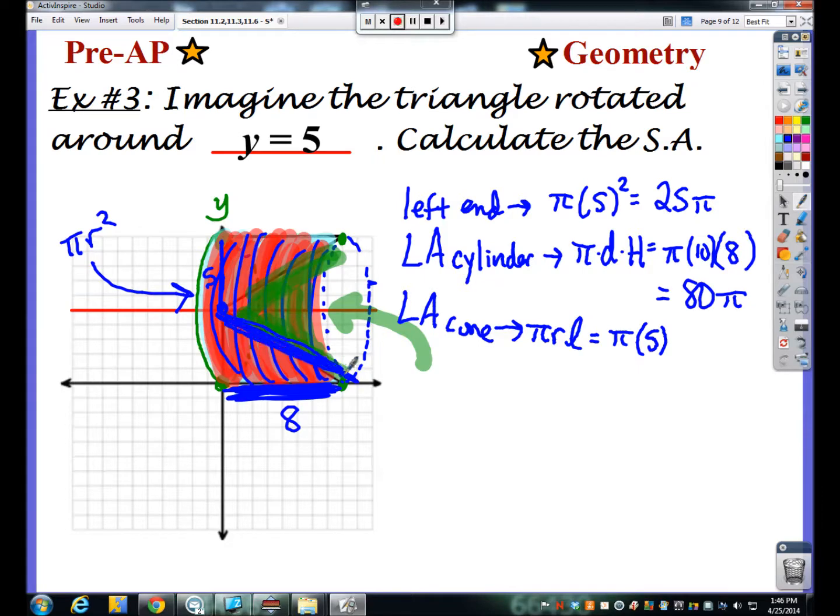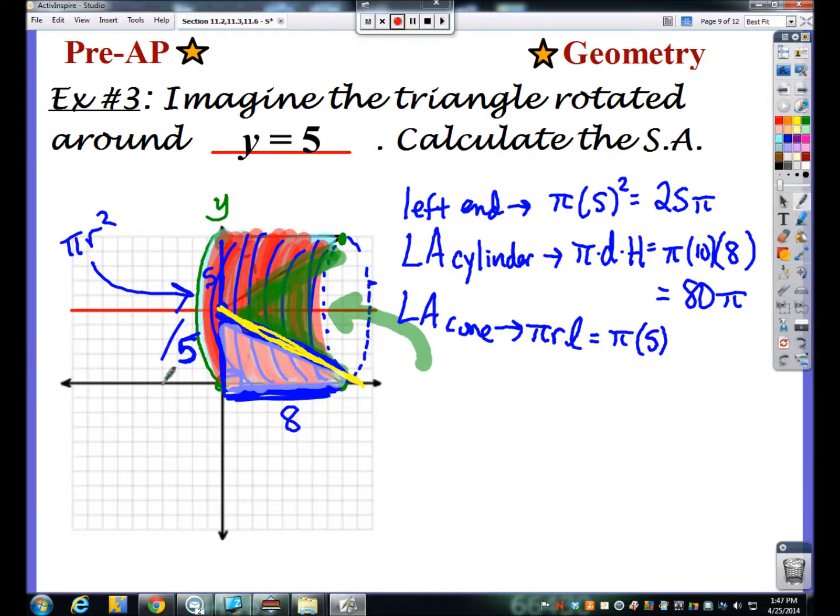The slant height would be that piece right there, from here to here. Well, how on earth are we going to figure that out? This problem just keeps getting more and more ridiculous. Well, if the radius is 5 and the height is 8, do you see the right triangle that we have right here?